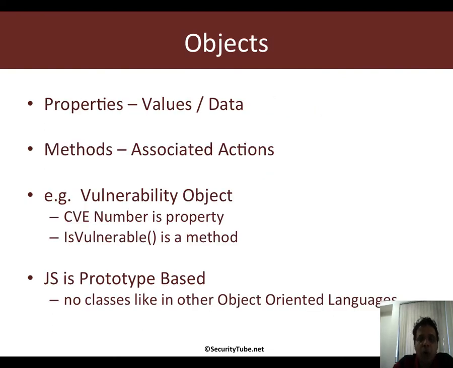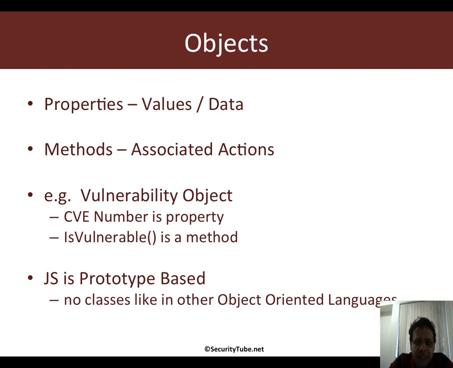Now let's move on to objects, which are much more interesting and at the very same time have a little bit of additional stuff which one would need to understand. If you're coming from an object-oriented programming background, you would know that objects typically have properties, which are really value or data, and they have methods which are associated with certain actions. For people who are not from an object-oriented background, no fear, we will touch upon some of the basics.